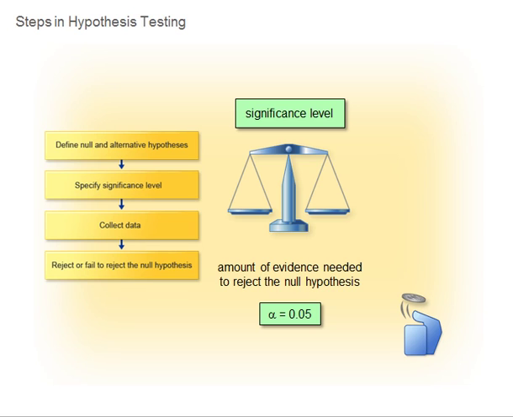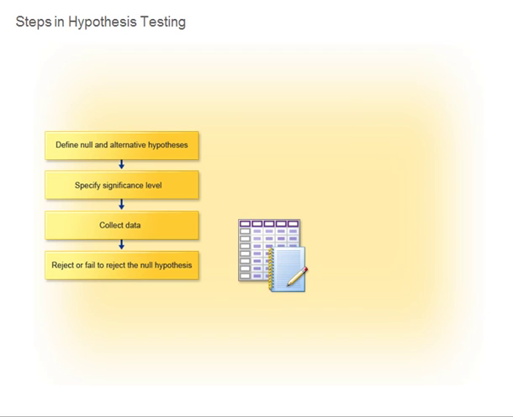For this example, if you observe 5 heads or 5 tails in a row, you conclude the coin is not fair, and you reject the null hypothesis. If you get a mix of heads and tails, you decide there isn't enough evidence to determine that the coin is not fair. Your third step is to collect the data.